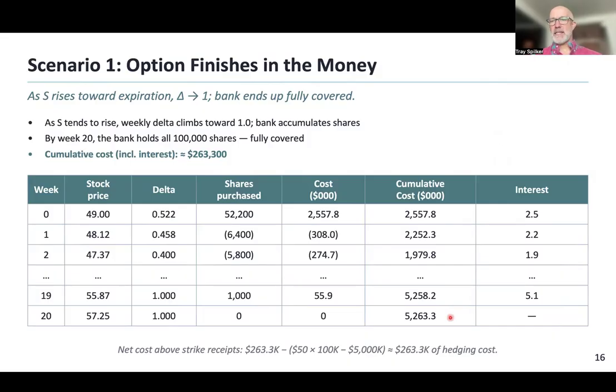So the net cost above the strike price, right? So we deliver the 5 million. This five right here in front of the comma, that's the $5 million worth of shares we'll deliver against the call option because it expires in the money, right? So our shares get called away from us because they exercise it against us. So our cumulative cost is the remaining 263,000 and change above that strike receipt. That's our cost for hedging this program.